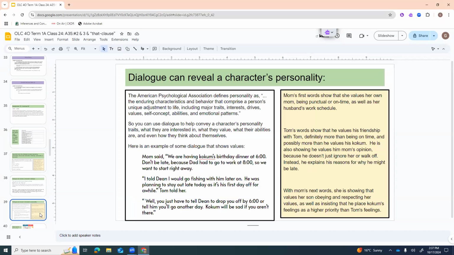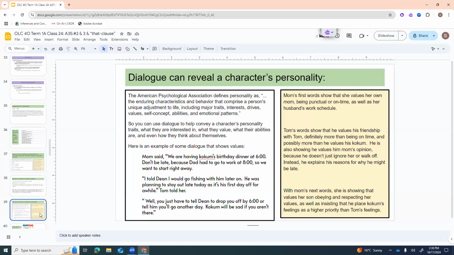Dialogue can also reveal a character's personality. So, the American Psychological Association defines personality as the enduring characteristics and behavior that comprise a person's unique adjustment to life, including their major traits, interests, drives, values, self concept, abilities, and emotional patterns.